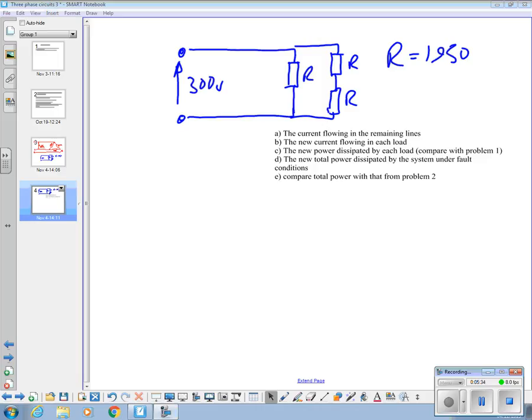So what could we say? It says find the current flowing in the remaining lines. These are the lines, one there, one there. What could we say about the currents flowing there and there?